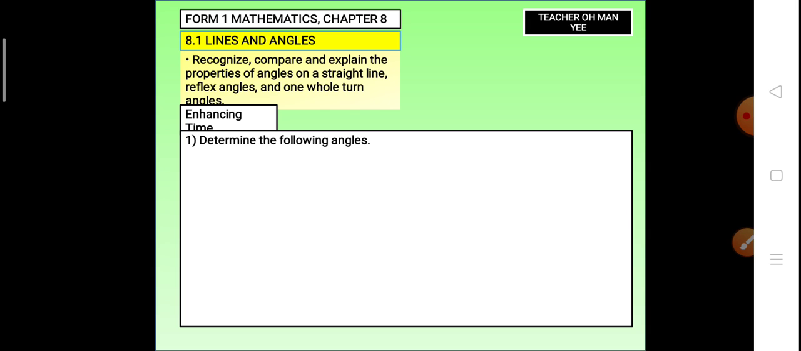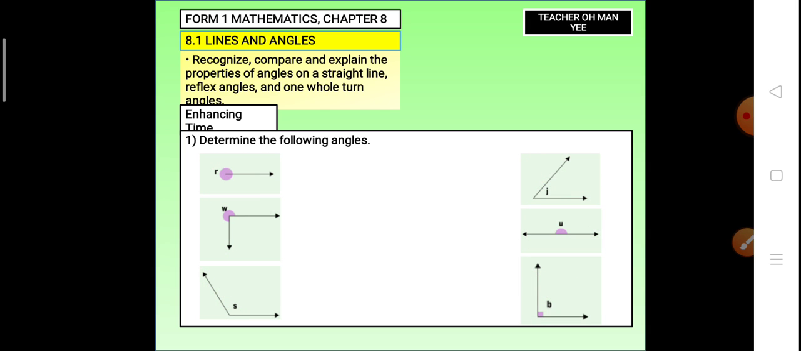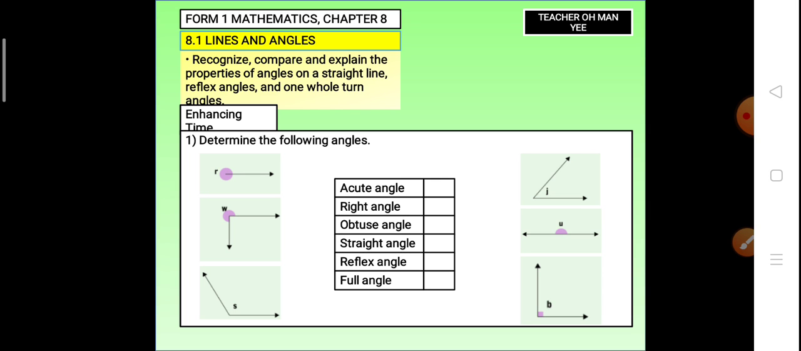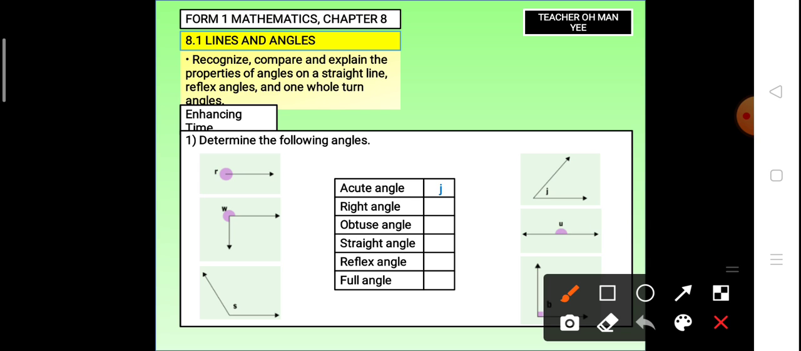Determine the following angles. So we have been given 6 diagrams with 6 different angles. So we are going to group them to these 6 types of angle that we had just revised. Alright, the first one, acute angle. Students still remember, acute angle means those angles which are less than 90 degrees. So where is the acute angle? Yes, it's J. As we look at angle J, it hasn't reached 90 degrees, which is less than 90 degrees. So the acute angle is J.